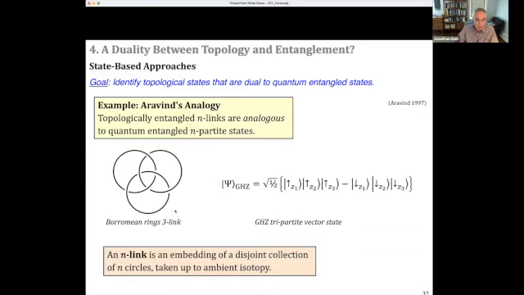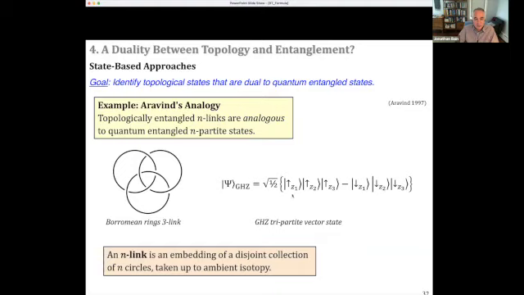As a first example, Aravind asks us to consider this particular three-link, this embedding of three circles known as the Borromean rings three-link, right? It has the feature that all three circles are intertwined with each other, entangled with each other, in such a way that if you cut any one of these circles, the other two circles become disentangled. And Aravind suggests this is analogous to this particular tripartite non-product vector state. This is one form of a GHZ tripartite non-product vector state.